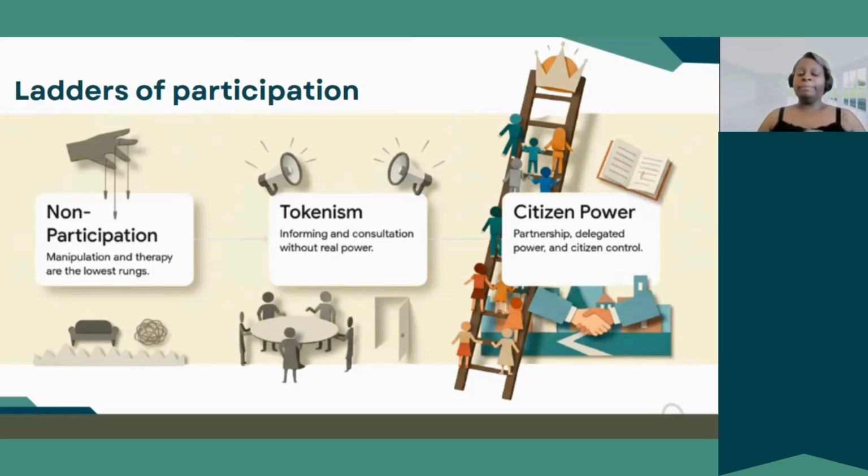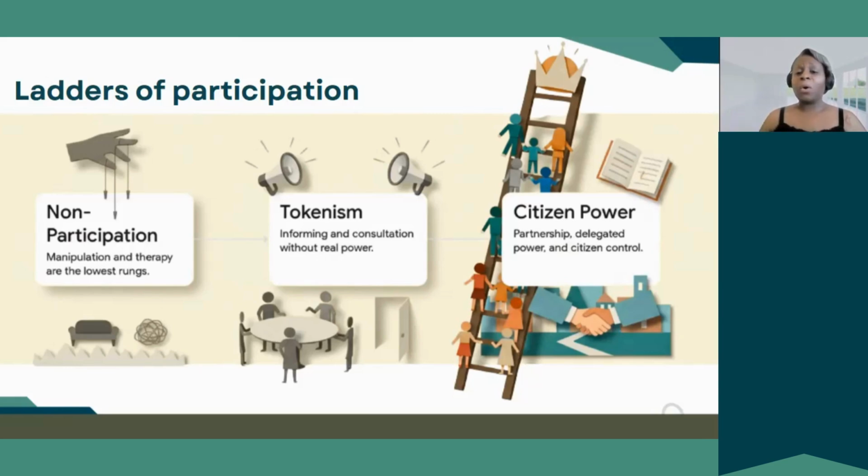The tokenism, I think a lot of us are familiar with, because it's when you are in the room and you might be providing information, you might be providing insight, you might be consulting, but you don't actually have any real power. And I want to caveat that concept of power with influence, right? So maybe you don't have any real power or influence on the person who has the final decision-making power.